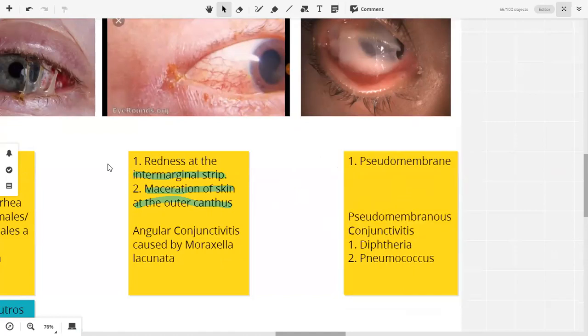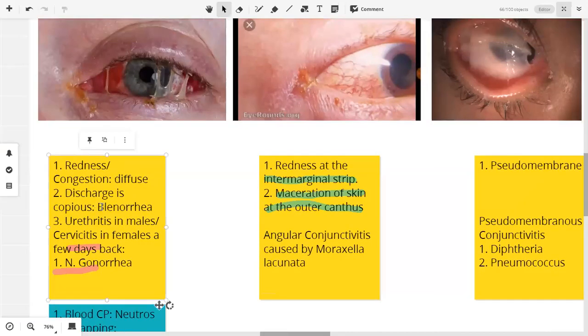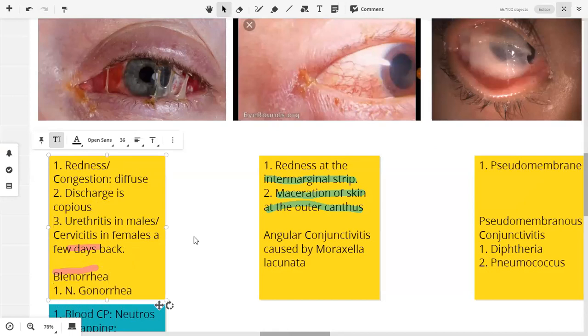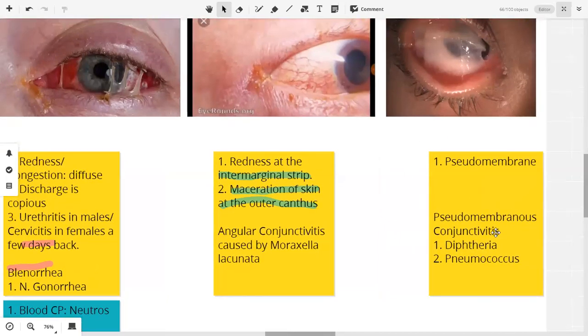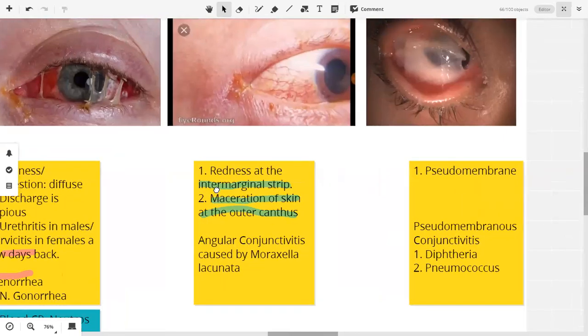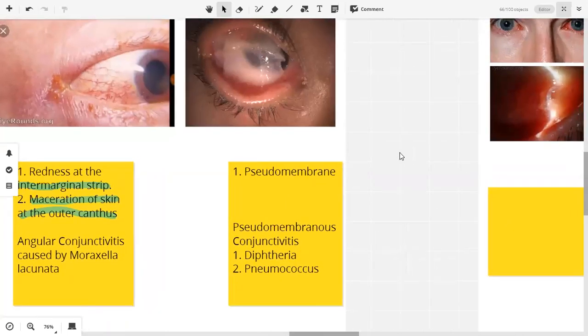So we have three diagnoses over here, right? Our first one was acute blenorrhea caused by Neisseria gonorrhoeae. This was our first case, our first diagnosis. The second was angular conjunctivitis caused by Moraxella lacunata. The third one is pseudomembranous conjunctivitis caused by either diphtheria or pneumococcus. Now, how will we differentiate whether it's diphtheria or pneumococcus? Based on clinical features, based on the history and the examination.